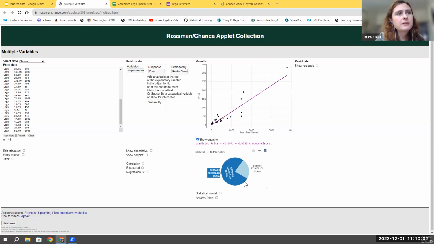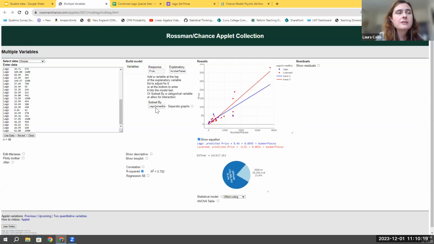And then down here, we can see that we can actually predict a lot of the variation in price, knowing the number of pieces. We can get R squared over here. There's lots of different things you can click. And I want them to understand R squared, so I'll also have them subset by the type of set it is. Is it a licensed set or is it just a Lego set, like a bucket of bricks, or is it some superheroes?